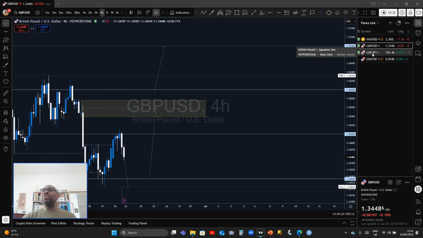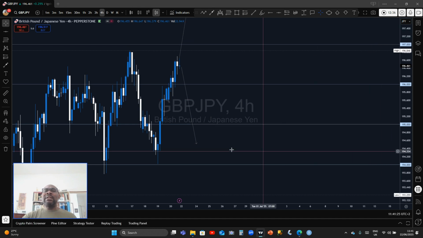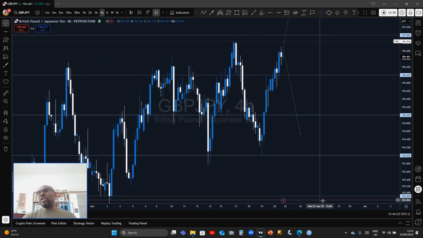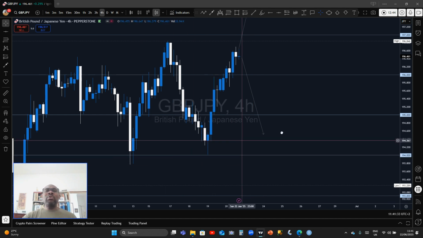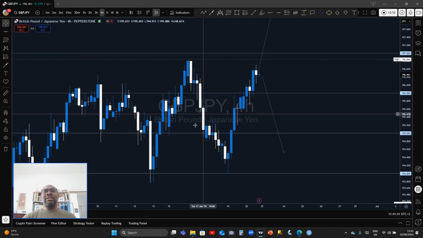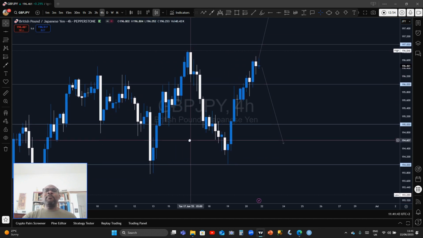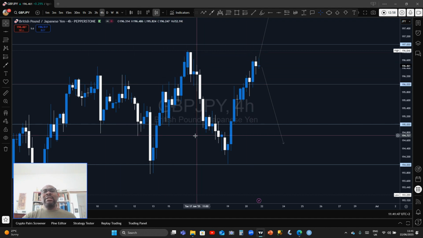So that is GU for you. So we are going to quickly analyze GJ, that is British pounds and Japanese yen. All right, we've been bullish up to this point, and we now see that we are at a resistance level, an obvious resistance level. All right, and we can now even see a head and shoulders, something like this.